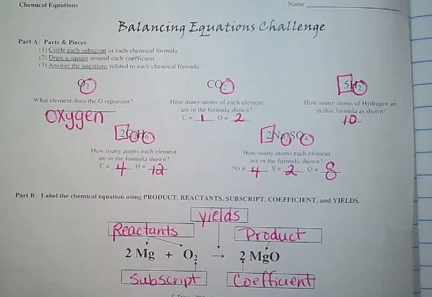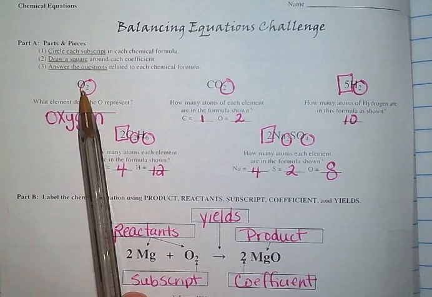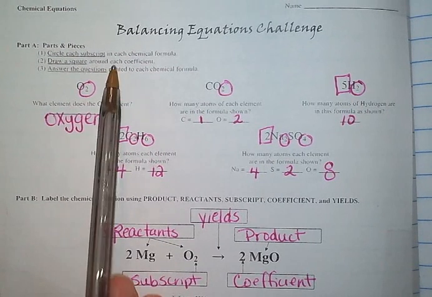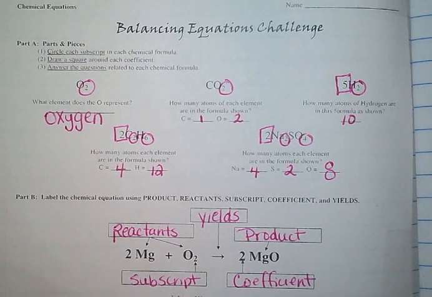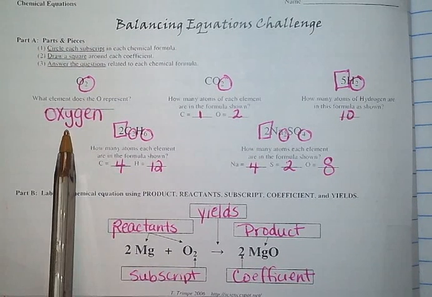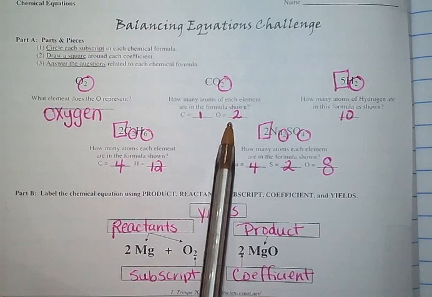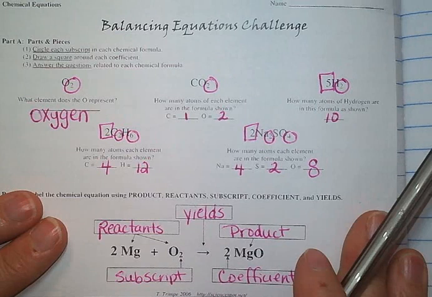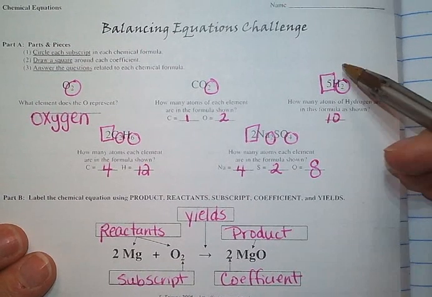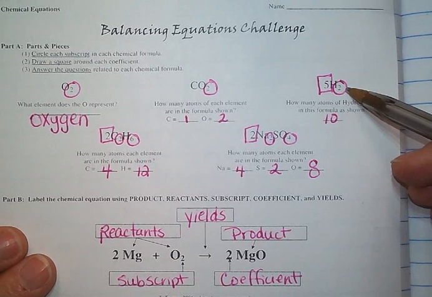The first thing that it said to do was to circle each subscript. So we went through and circled the subscripts and drew squares around each coefficient. And then we answered the question: what does O stand for? Oxygen. How many carbons? 1. How many oxygens? 2. Now, this is where we started, not to say new stuff, but just to realize what we did. We've got a coefficient of a 5 and a subscript of a 2.